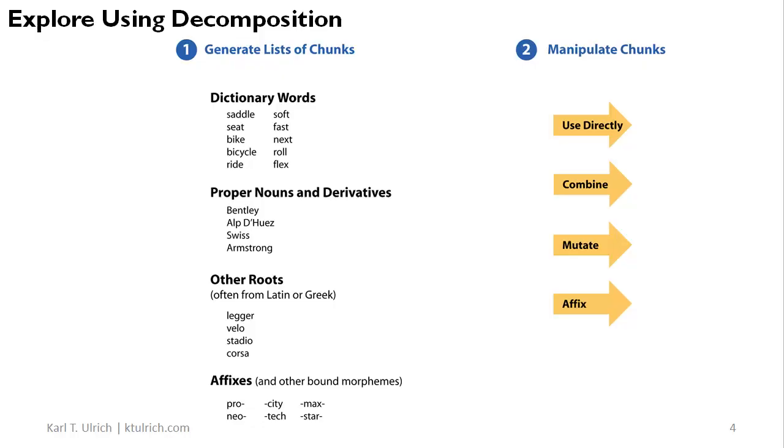Then in terms of manipulating the chunks, well, some of them don't have to be manipulated at all. You can simply use them directly. So you could call your product the Ride, or the Flex, or the Bentley, or the Velo. The problem typically with using chunks directly is that the domain names are not usually available, and there are sometimes some trademark issues. You can also combine them. You can mutate them, that is, change them, manipulate them, and you can add affixes to either the beginning or the end of the word.